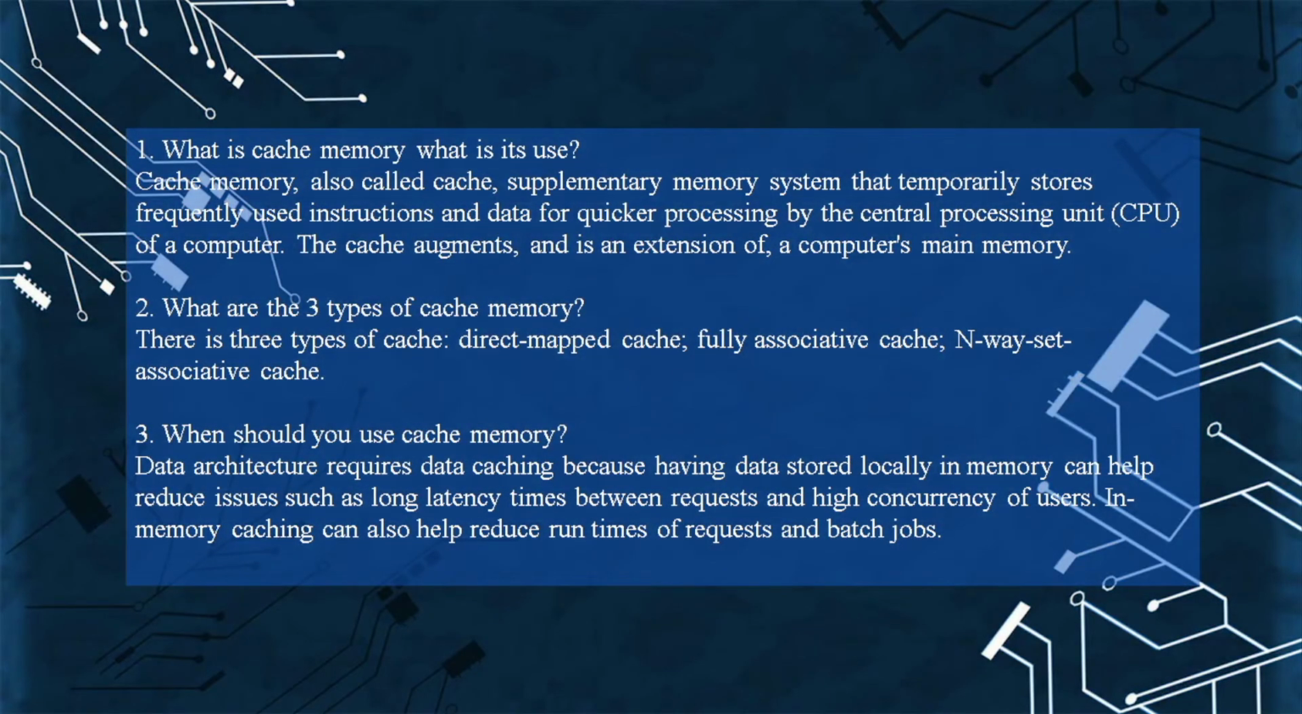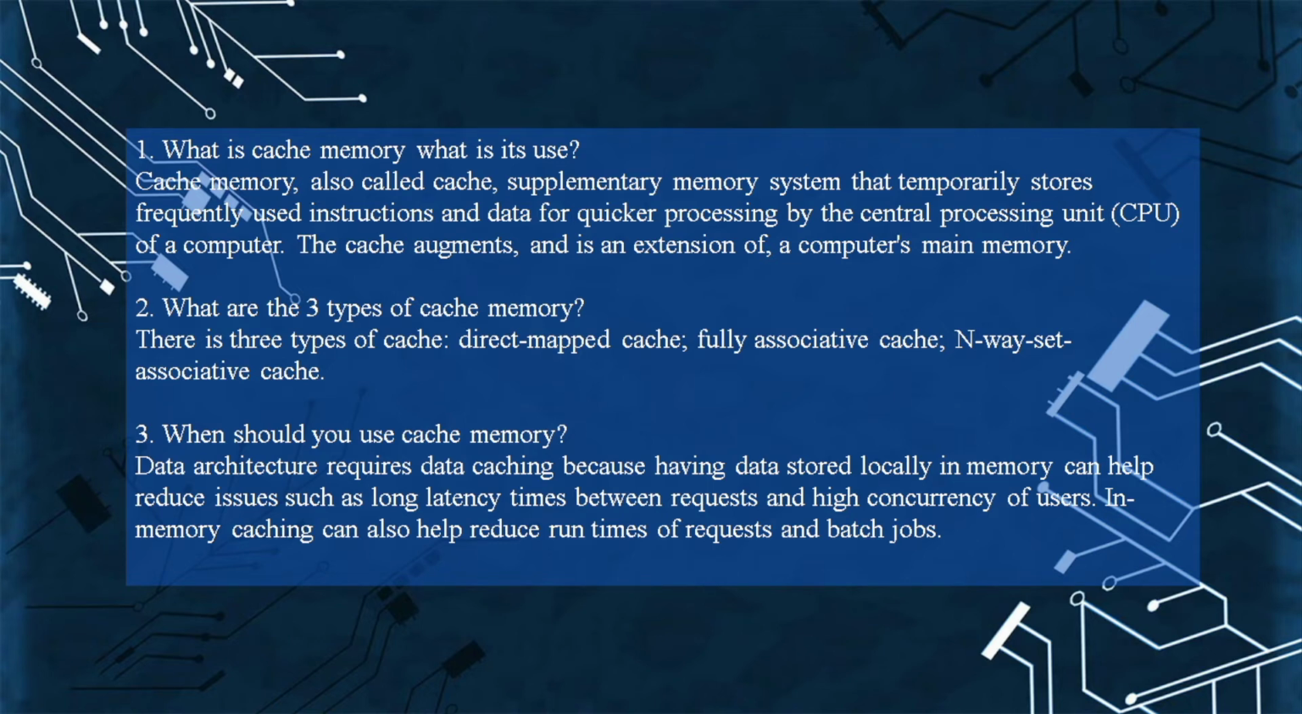So there are some questions about this cache memory. So now, what is a cache memory? What is it used for? Cache memory, also called cache, is a supplementary memory system that temporarily stores frequently used instructions and data for quicker processing by the central processing unit, or the CPU, of the computer. So the cache augments and is an extension of a computer's main memory.